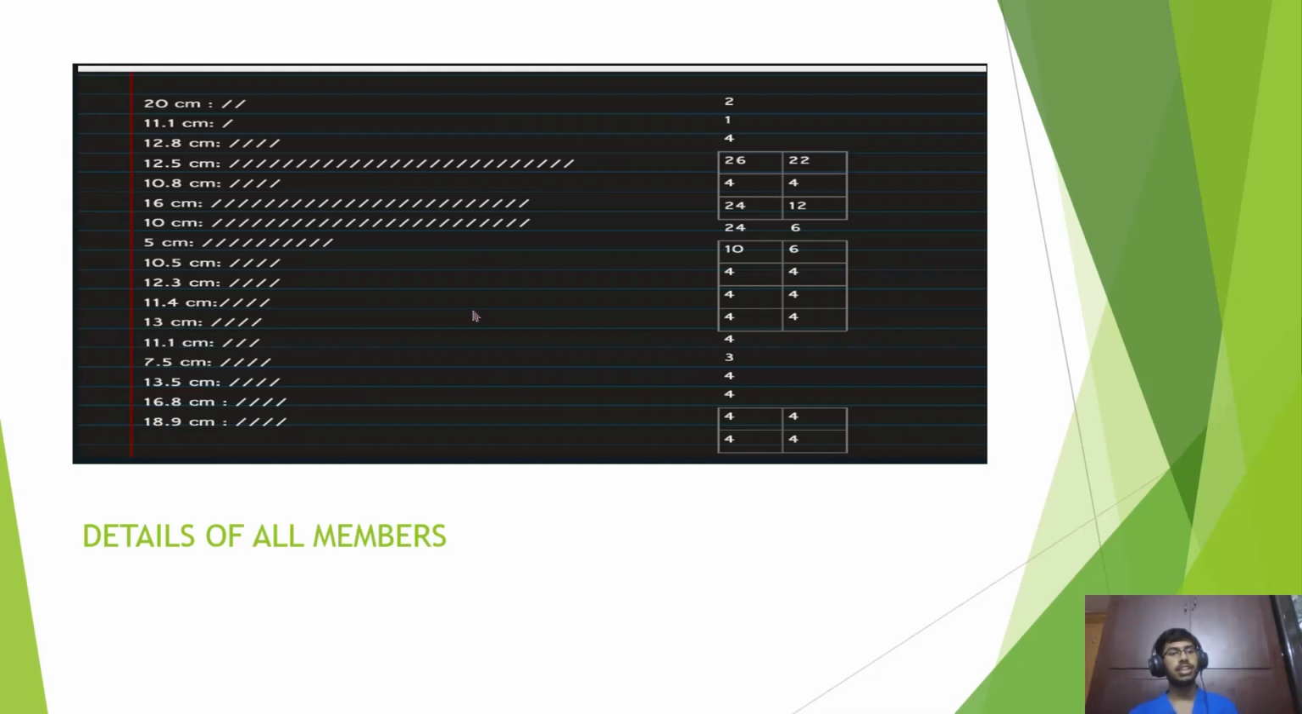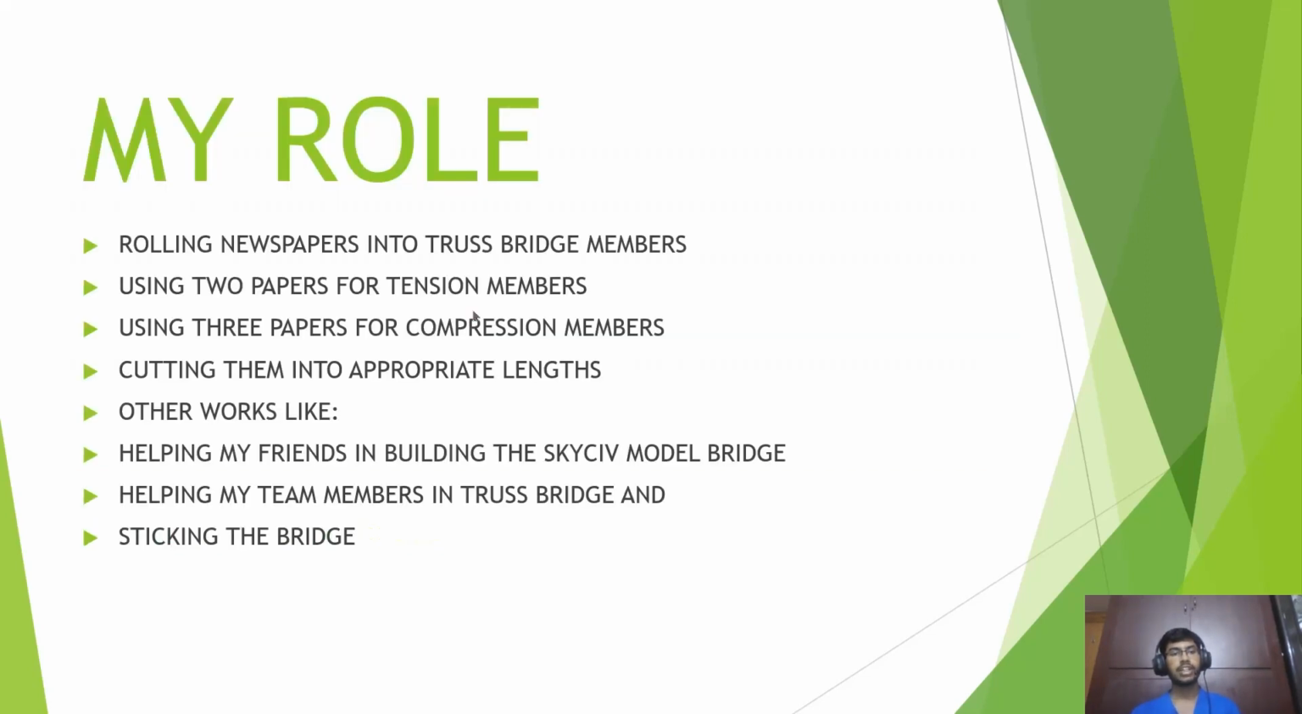For example, for the 12.8 centimeter member length, I have cut it to 14 centimeter, so that while constructing the bridge, if I need more length, I can use 14 centimeter rather than having just exactly 12.8 centimeter. After cutting all the truss members to their appropriate lengths, I also helped my team members in building the truss bridge and sticking the bridge.